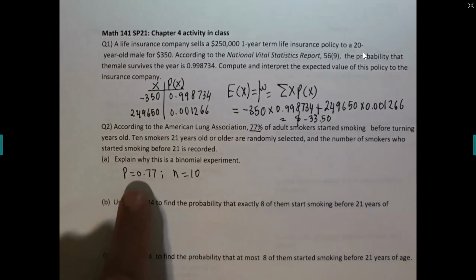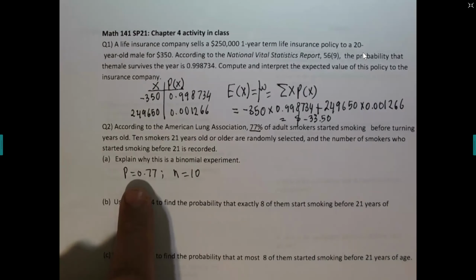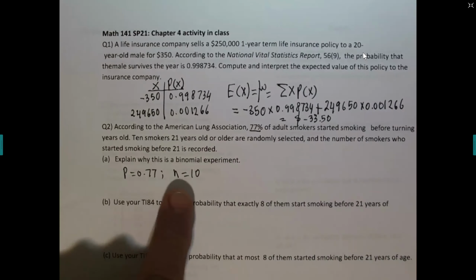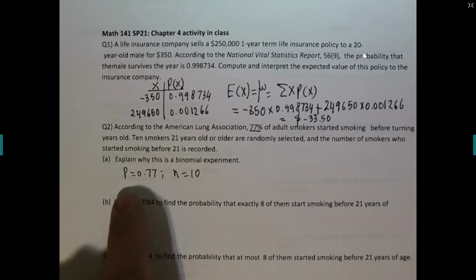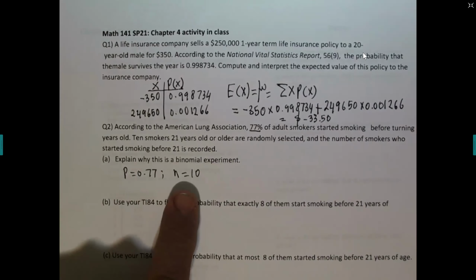Well, the probability of success is 77%. That doesn't change from one smoker to another. He didn't say it changes. Fixed number of trials, which is we have 10. So we're surveying only 10 people. And the probability of success will be the same from one person to another. It's 77%. So it is a binomial experiment. Once you can identify one probability of success and one fixed number of trials, guys, your experiment is binomial.